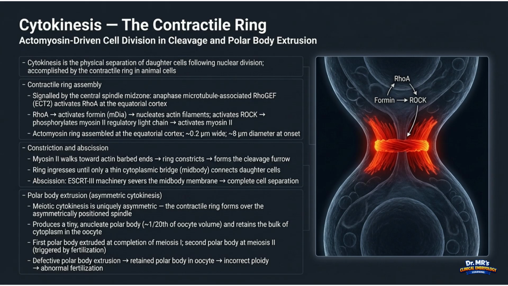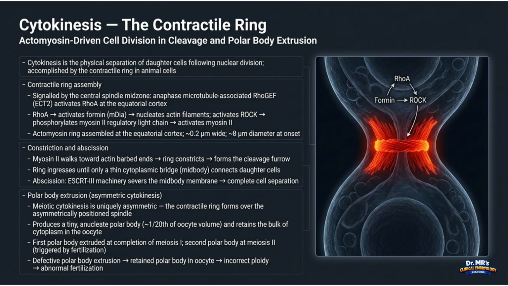Exactly. I love your water balloon analogy for this. It's the only way I can visualize the volume difference. If you have a massive water balloon and you tie a string exactly around the middle and pull it tight, you end up with two perfectly equal halves. That's a normal symmetric cleavage division. But polar body extrusion is like grabbing just the tiny absolute tip of the balloon's rubber, pinching it off, and tying the knot right there at the edge.